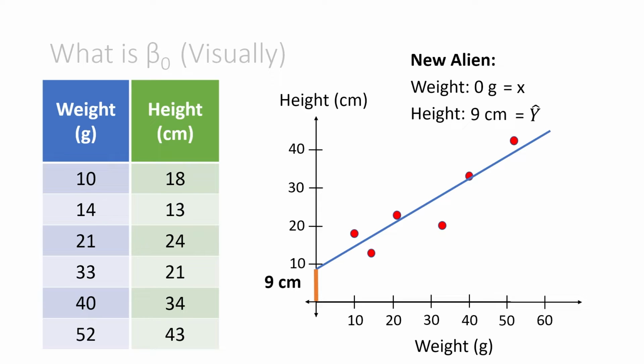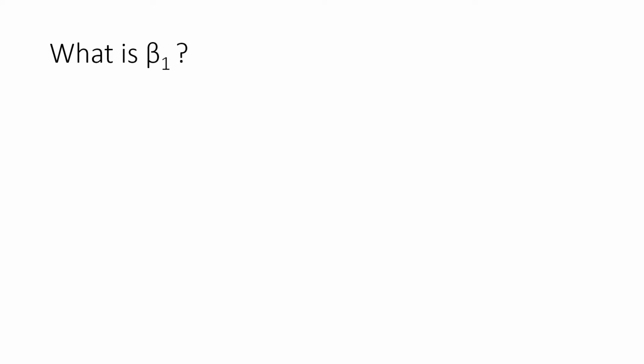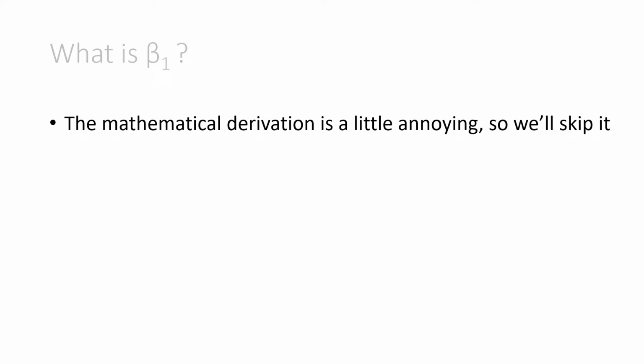Since this is a special case where x is equal to 0, y hat in this case is also equal to beta naught. So beta naught is what we call the y-intercept. It's where the model intercepts with the y-axis, which in this case was at 9. Now what is beta 1? The mathematical derivation is a little annoying, so we'll skip it. Beta 1 represents the slope of the line.